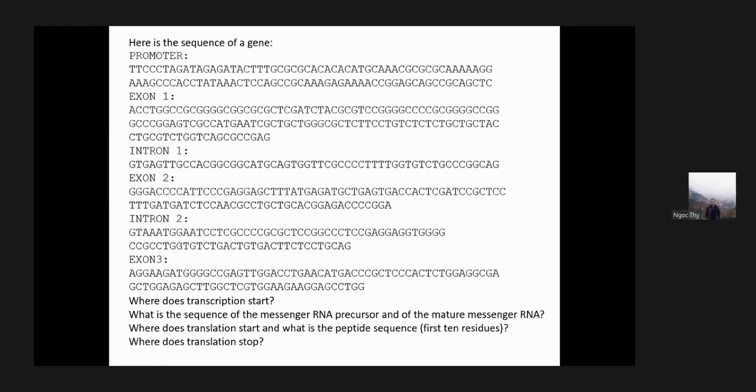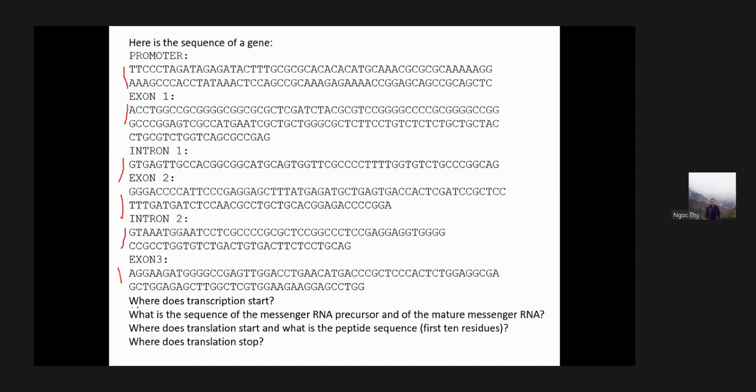Okay. So now to finish today's lecture, I will give you an exercise. This provides the sequence of a gene, with the full sequence categorized for you. So this is the promoter, this exon, intron, and exon. So it's a gene with 3 exons and 2 introns.